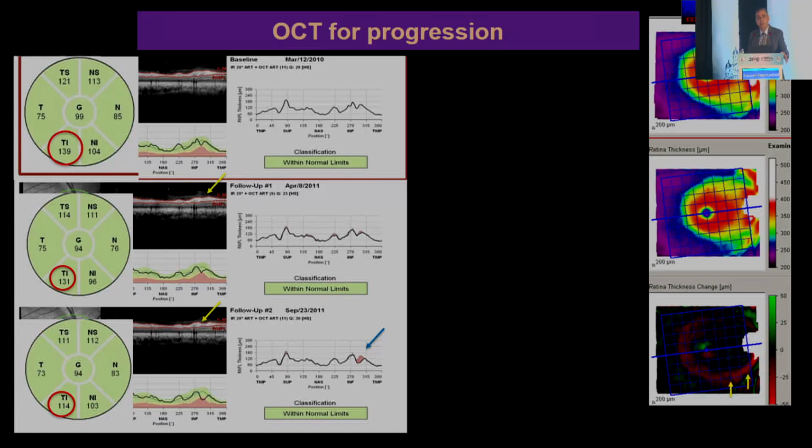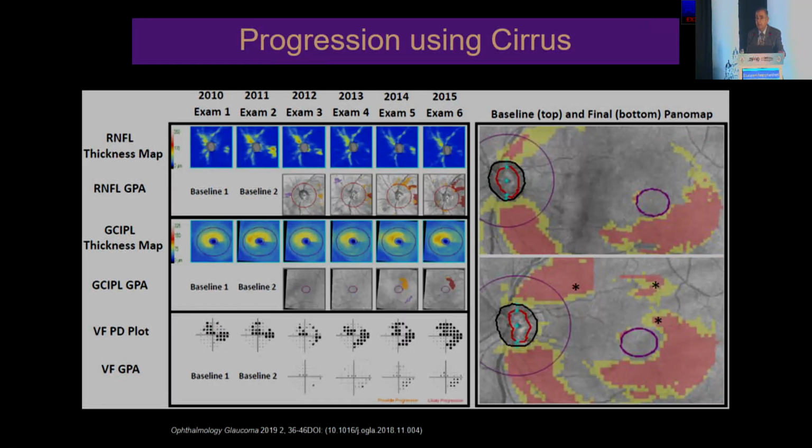So if there is a 10 micron or more difference, there is a likelihood it is real change. Mind you, I want you to notice the global RNFL is not changing even. So global RNFL gets completely muddied by the effects of the other sectors. You can see, for example, progression using the OCT, using the Cirrus.